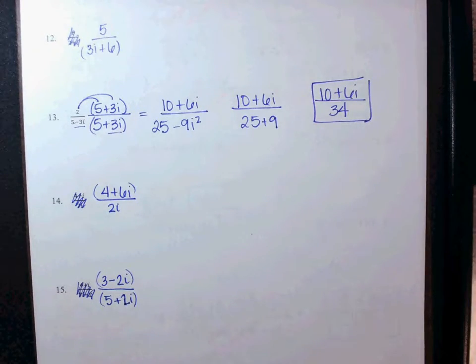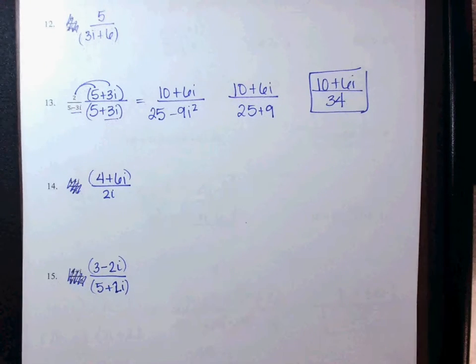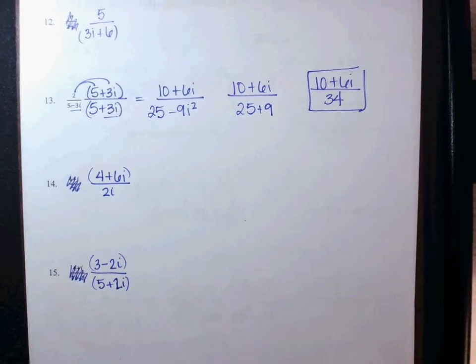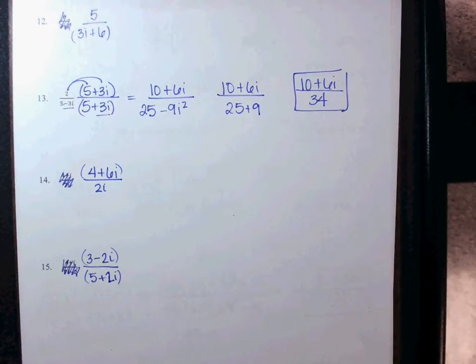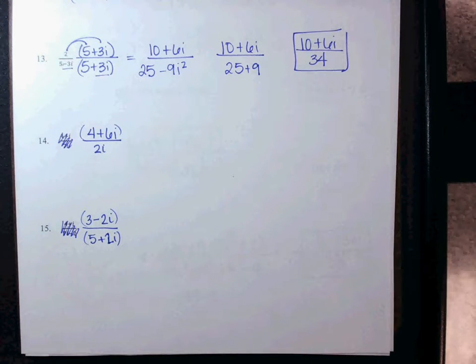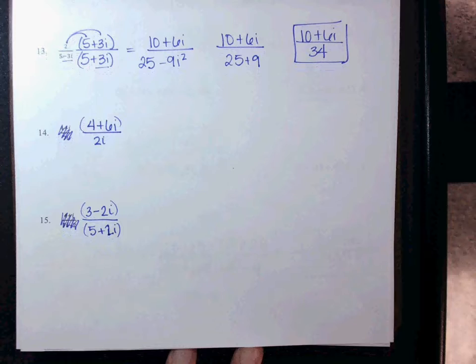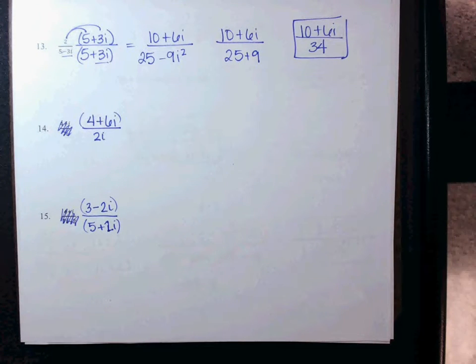Okay? You'll notice that 12, 14, and 15, I need you to switch them. So I wrote them up here for you. Number 12, in case you can't read it, is a 5 on top, 3i plus 6 on the bottom. Number 14 is 4 plus 6i on top and a 2i on bottom. Number 15 is a 3 minus 2i on top and a 5 plus 2i on bottom. Remember, what part are you getting the conjugate from, the top or the bottom? The bottom every time. Don't take the conjugate off the top.